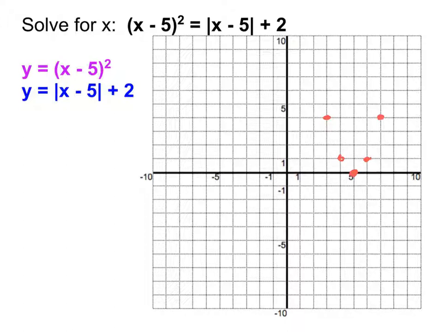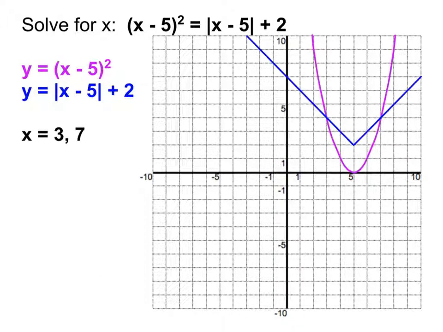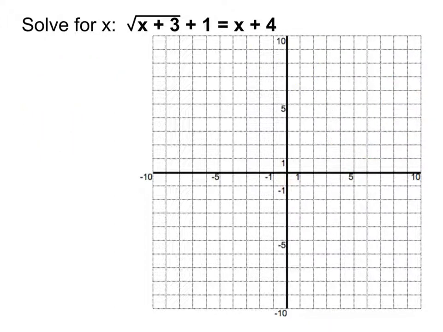All right, and then from there we go over 3 and up 9 for the same reasons. Then graph the absolute value. I think you're pretty good with the absolute value. So this is our graph. And then we just look to see where they cross for our solutions. And so that's how we get the answers of 3 and 7.